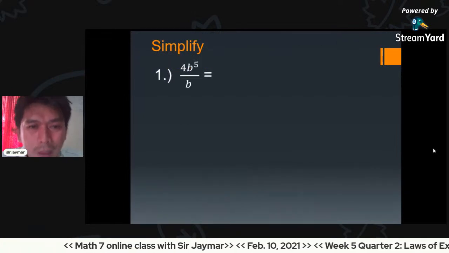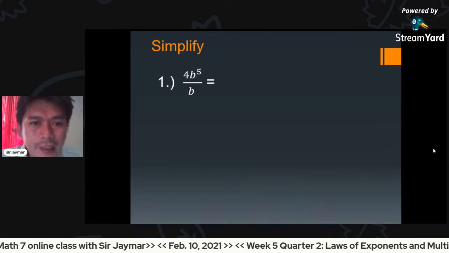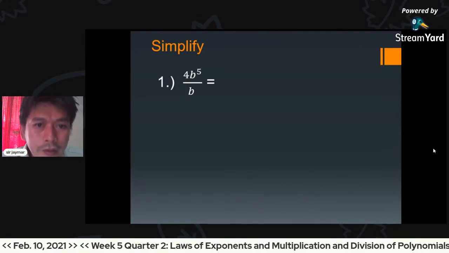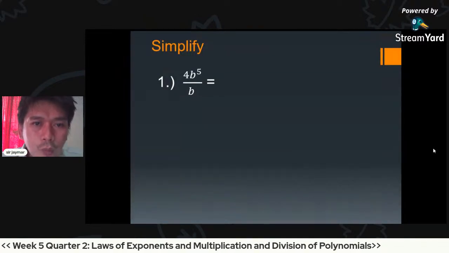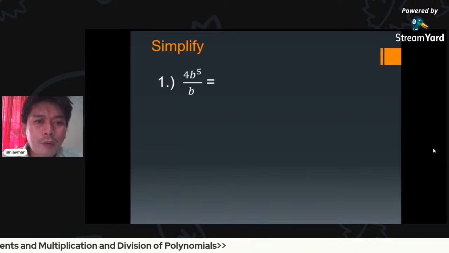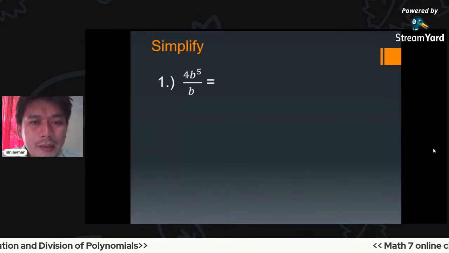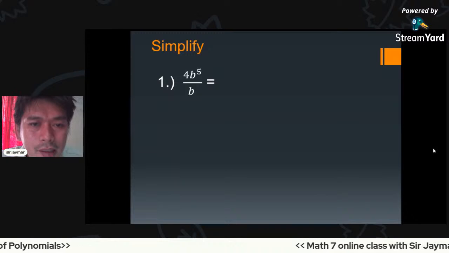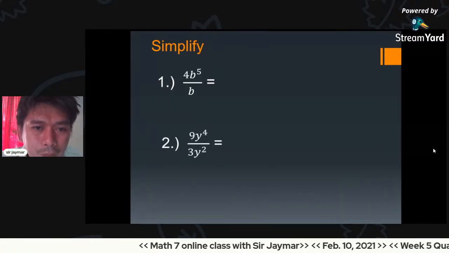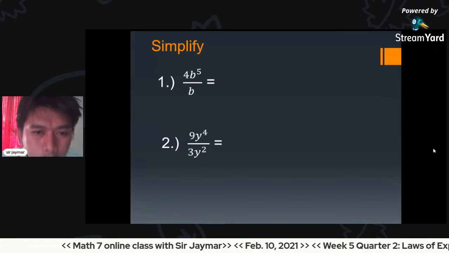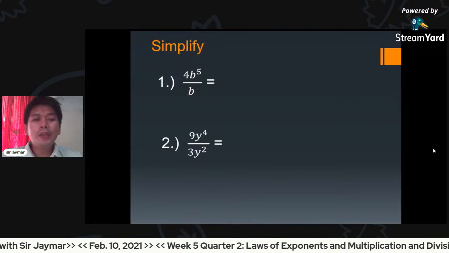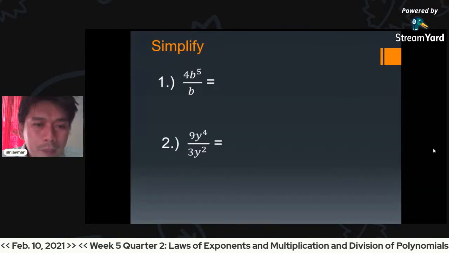Okay, you're going to simplify this one. Try it at home, or on your sketch paper, or in your notebook. Try to answer the following: 4b raised to 5 divided by b. What will be the answer for this? What do you think will be the answer? Again, problem number 2: y raised to 4 divided by 3y squared. You are going to solve problem number 2 also.